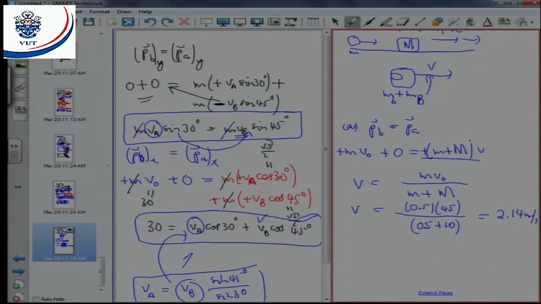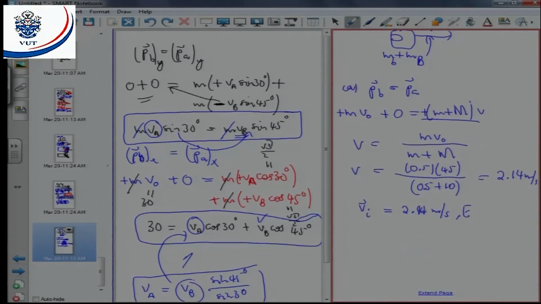What that means is the initial speed of the bullet and block together is 2.14 meters per second in the direction that the bullet was moving. Here I'll just use east. So the bullet was initially moving east, and the bullet-block system also moved east. So that's conservation of momentum.